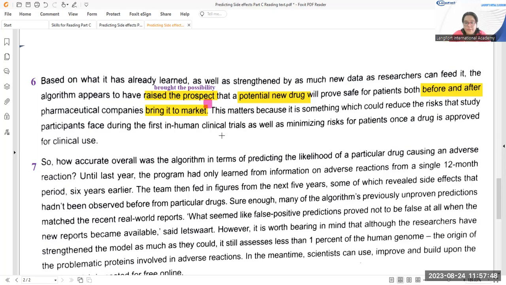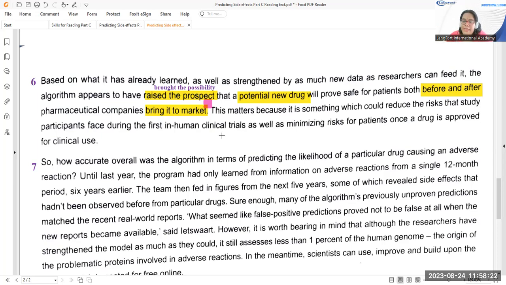All of you go through it. Come on. So based on what the algorithm has already learned and based on whatever new data the researchers have fed it, the algorithm has come up with the prospect of a possibility of a new drug that will be safe for patients before it is approved to be released in the market and after it is released in the market, which means this drug is less risky for the people who are participating in clinical trials, and it is also less risky for patients once the drug is approved for use.